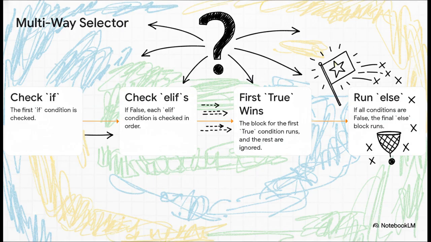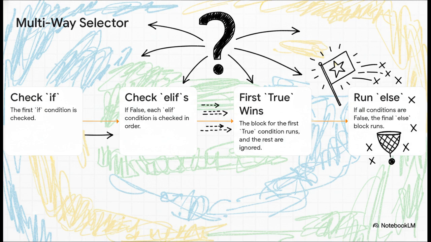What if you have 3, 4, or even 10 different possibilities? That's where this structure, the if, elif, else chain, comes into play. It works exactly like a multiple choice test. The computer looks at the first if. Is that true? If yes, great. It does that one thing and then skips the rest of the entire block.